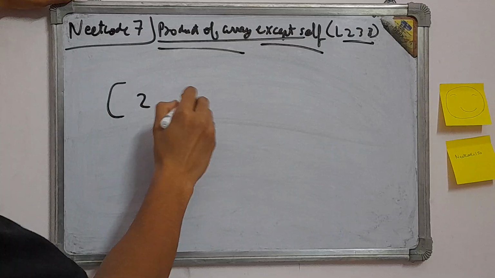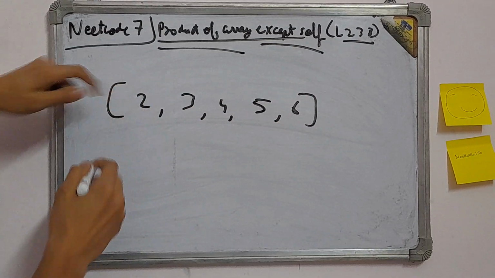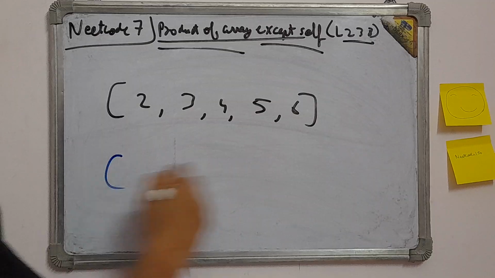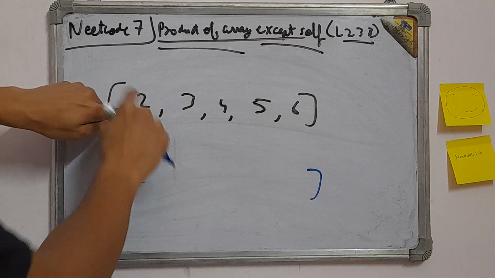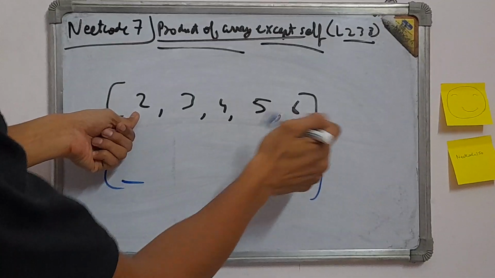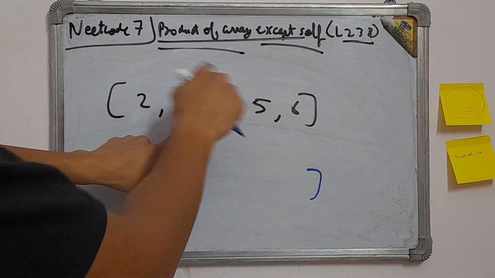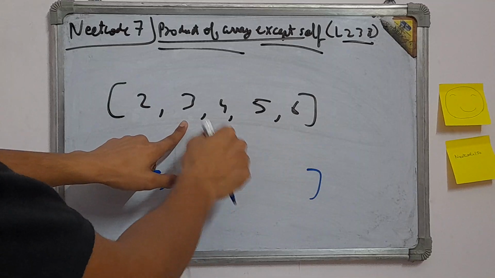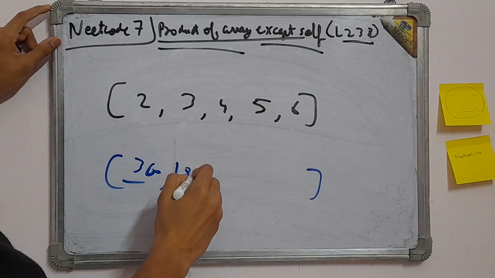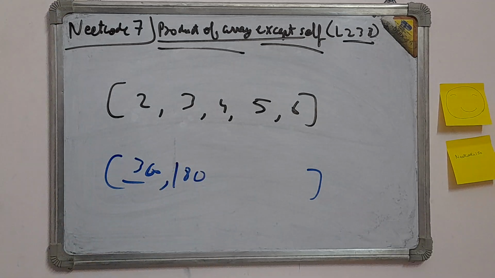It is simple enough. Let's say this is our array: 2, 3, 4, 5, 6. For each element we want an output array where each entry is the product of the full array except the current element. So for 2 it would be 3 into 4 into 5 into 6, that means 30 into 4 is 120, into 3 is 360. For 3 it would be 2 into 4 into 5 into 6, 30 into 6 is equal to 180, 30 into 4 is 120, 240.